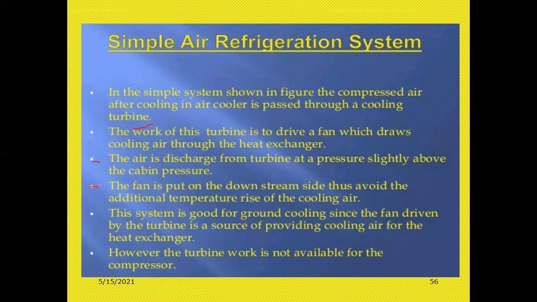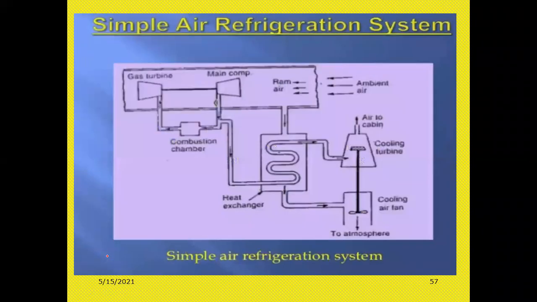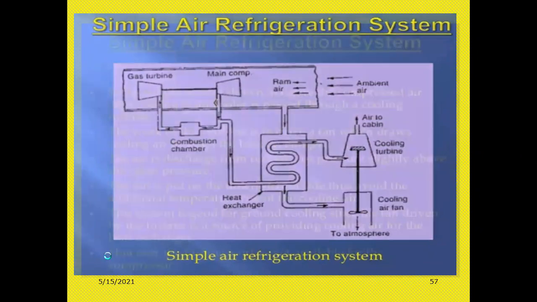This system is good for ground cooling since the fan driven by the turbine is the source of providing the cooling air by the exchanger. However, the turbine work is not available for the compressor. So the simple air refrigeration system has a source of providing the cooling air from the heat exchanger only, right? From the heat exchanger only. Next, the line diagram of a simple air refrigeration system is the same as the above figure that I have shown.